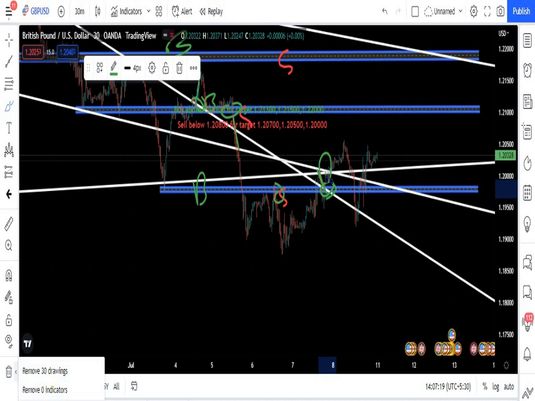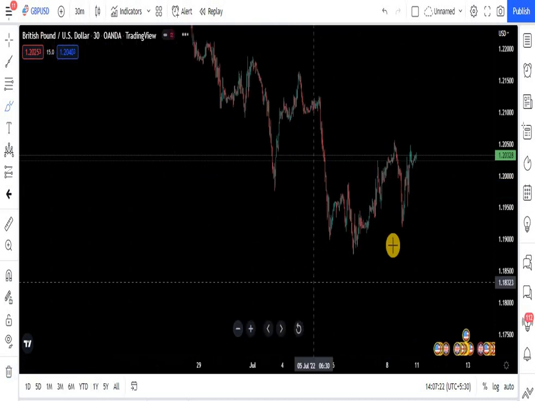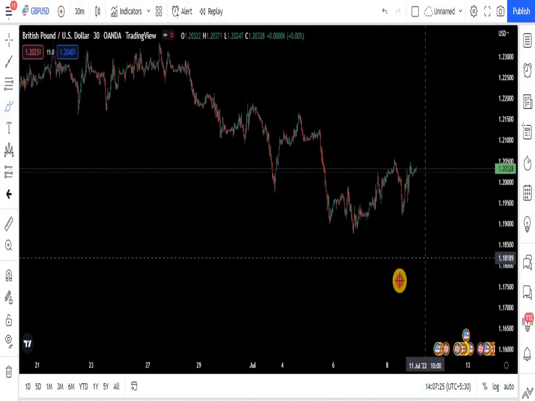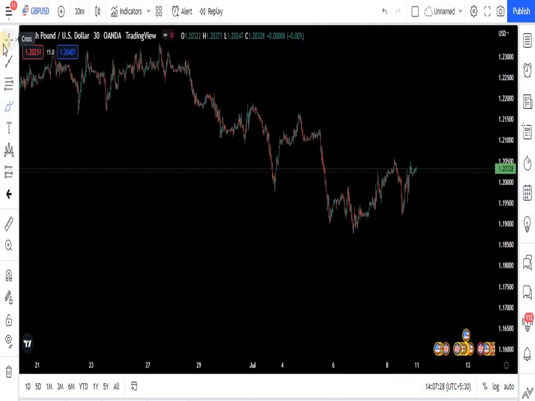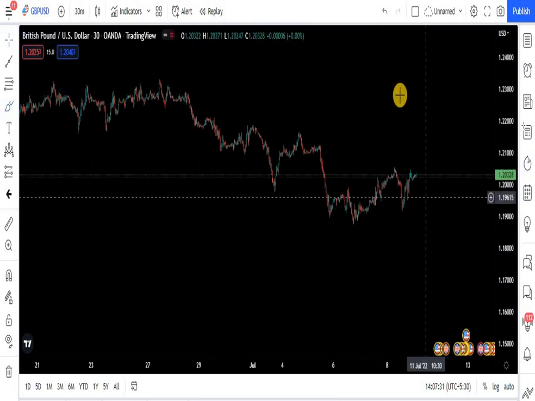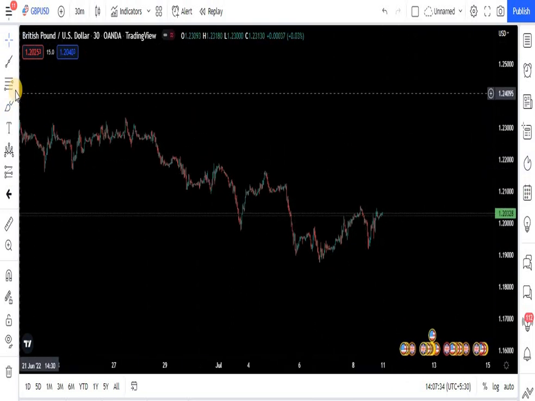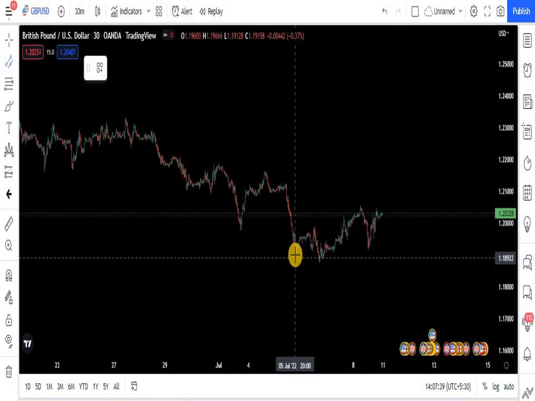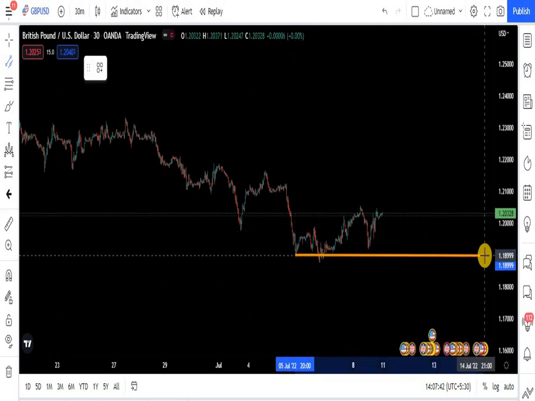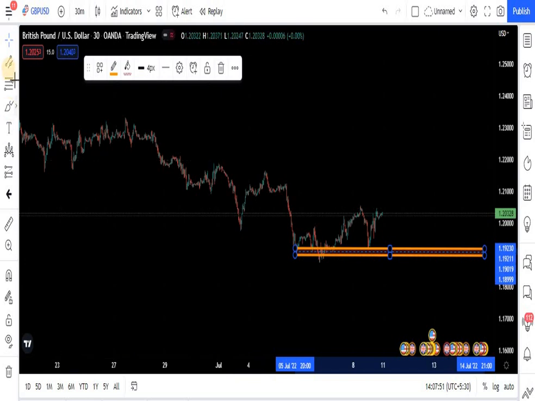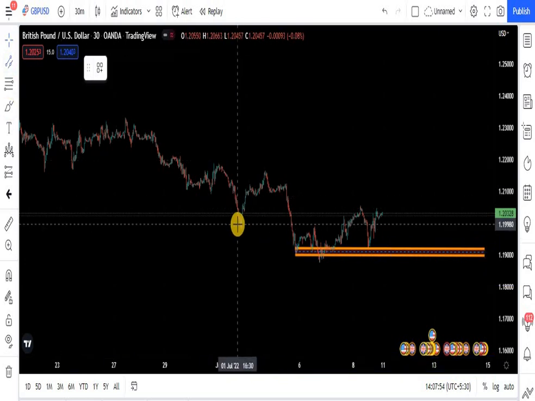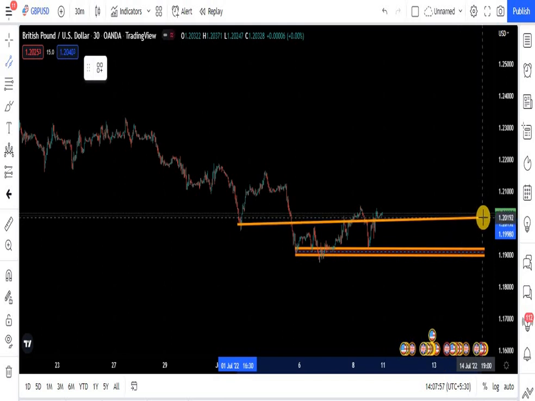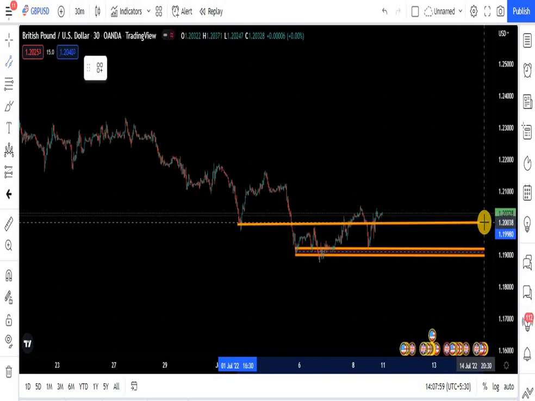Now we remove all the setups for last week and plot the important zones and levels for next week. Firstly, we always look for good areas like support and resistance. Support is currently seen at 1.19000, which is one support. Next, somewhere in this area, is 1.20000.